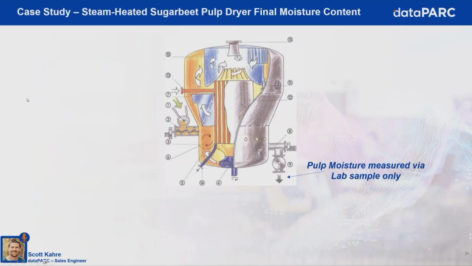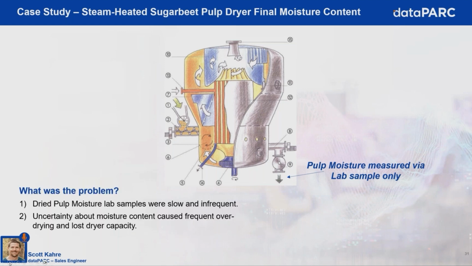So this example is a steam heated pulp dryer in the sugar beet processing industry. So moist pulp comes into the dryer, gets processed inside and dried to a certain moisture content, and then the exiting pulp's moisture content is measured by lab sample only. So it's a fairly long gap in between lab samples, based on when they're collected and how long it takes to analyze it, something like 2 to 4 hours.